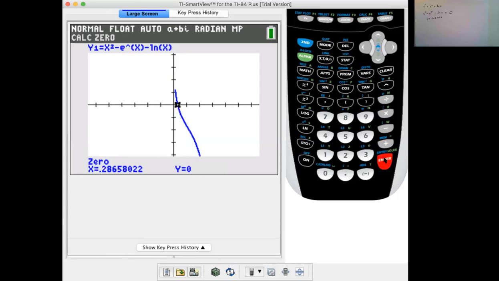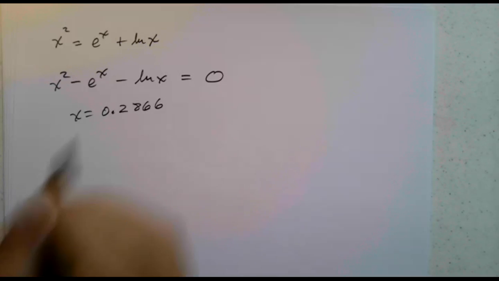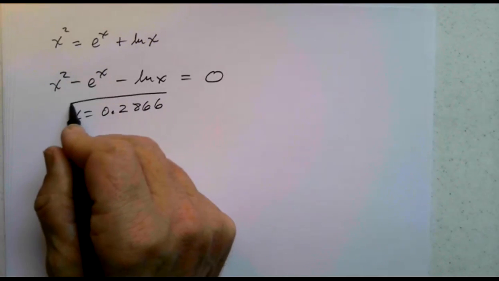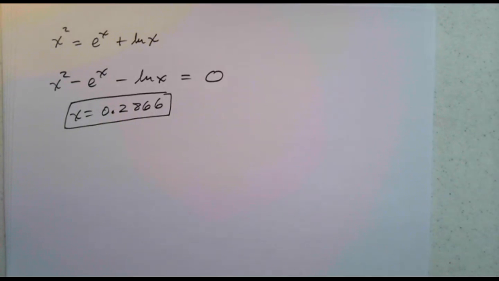And 0.28658 or 0.2866. What did I say before from Desmos? About 0.2866. So that one will not be able to be solved with algebraic strategies. You're going to have to use some kind of an approximation scheme like we get from the graphing calculator or from Desmos to solve an equation like that.